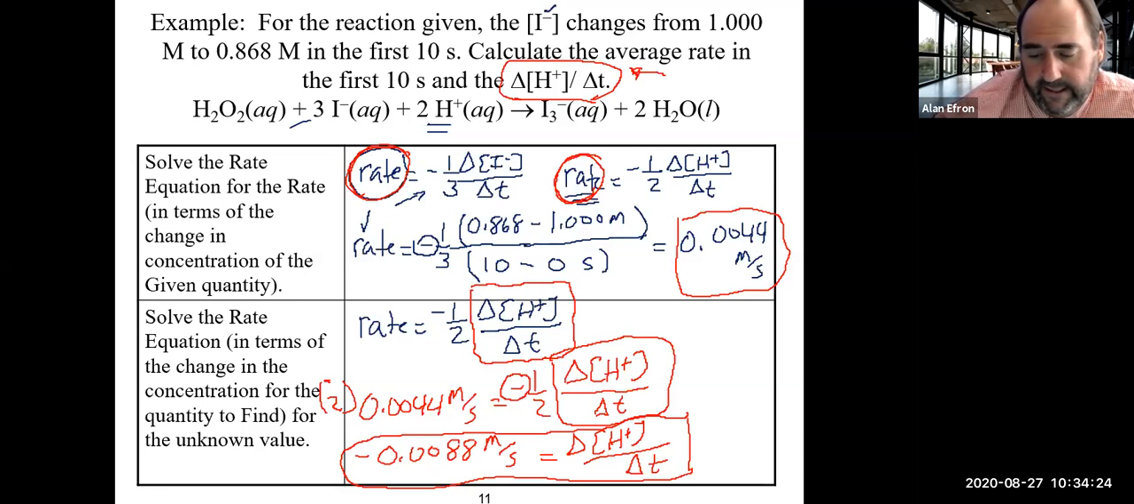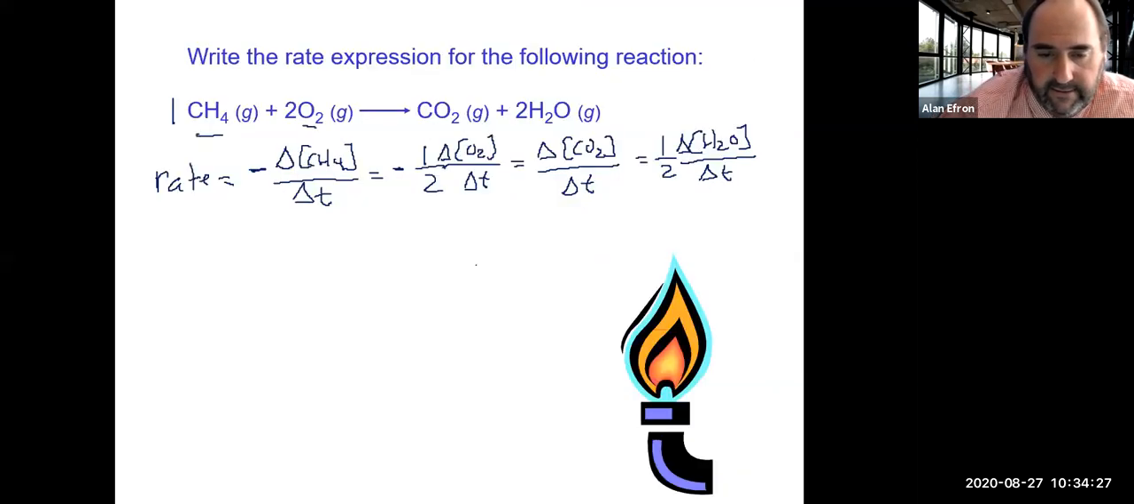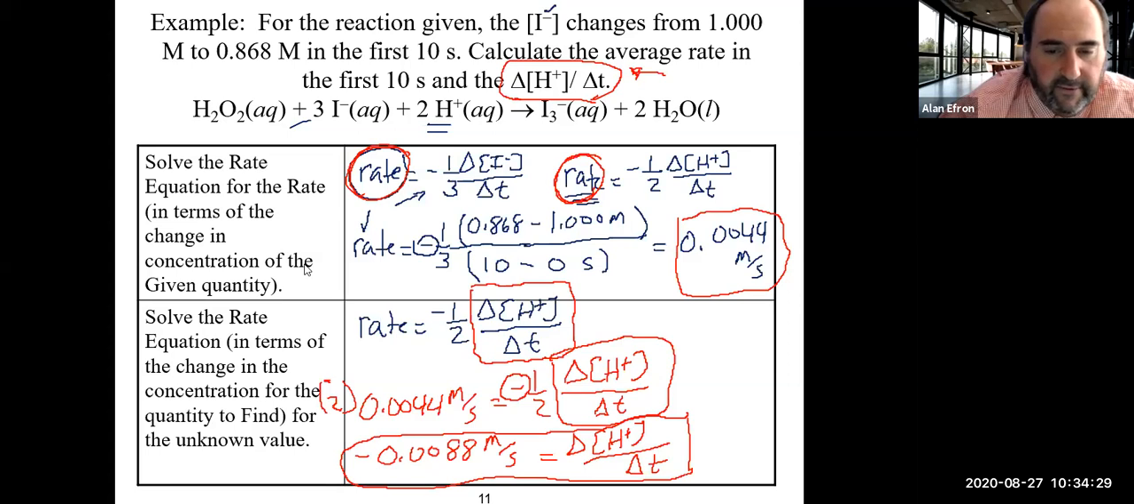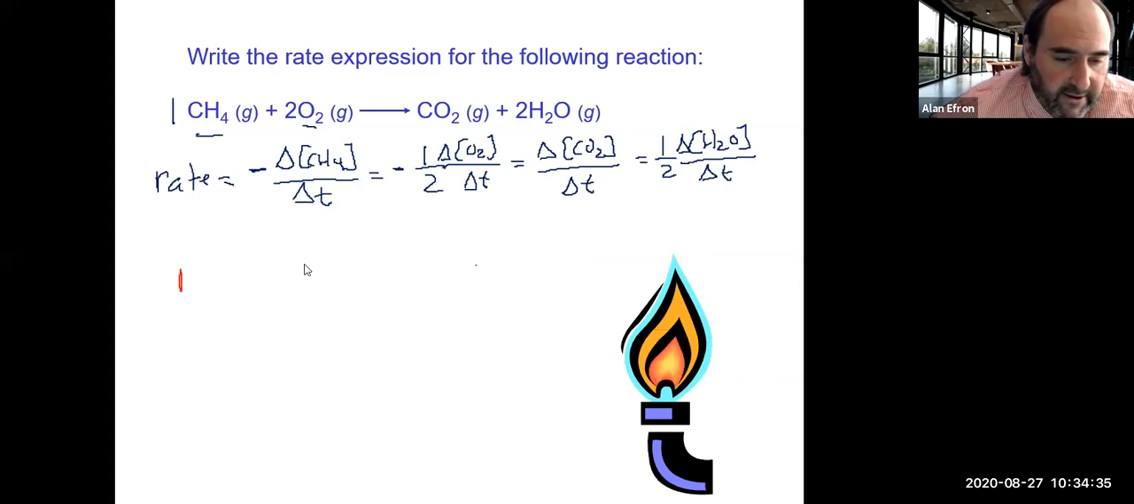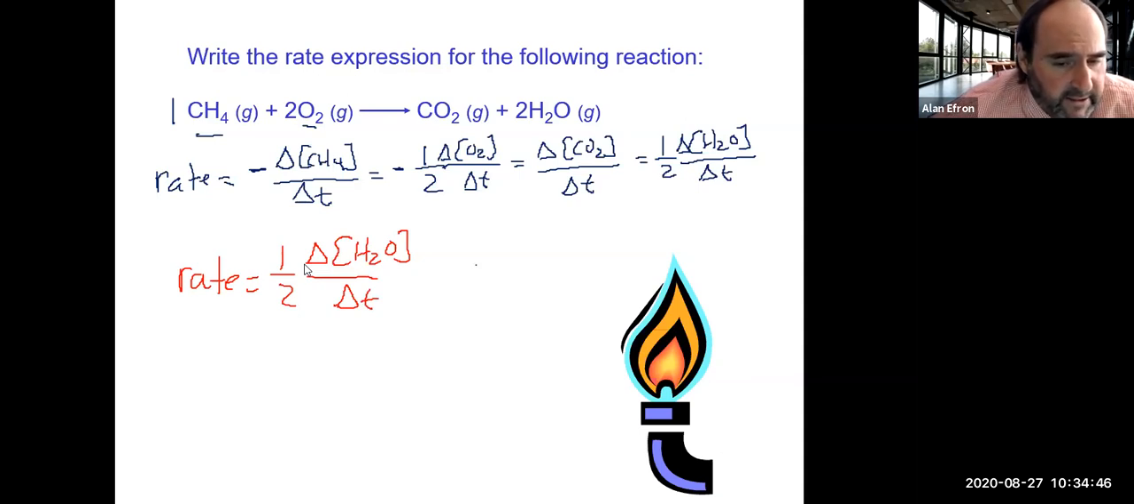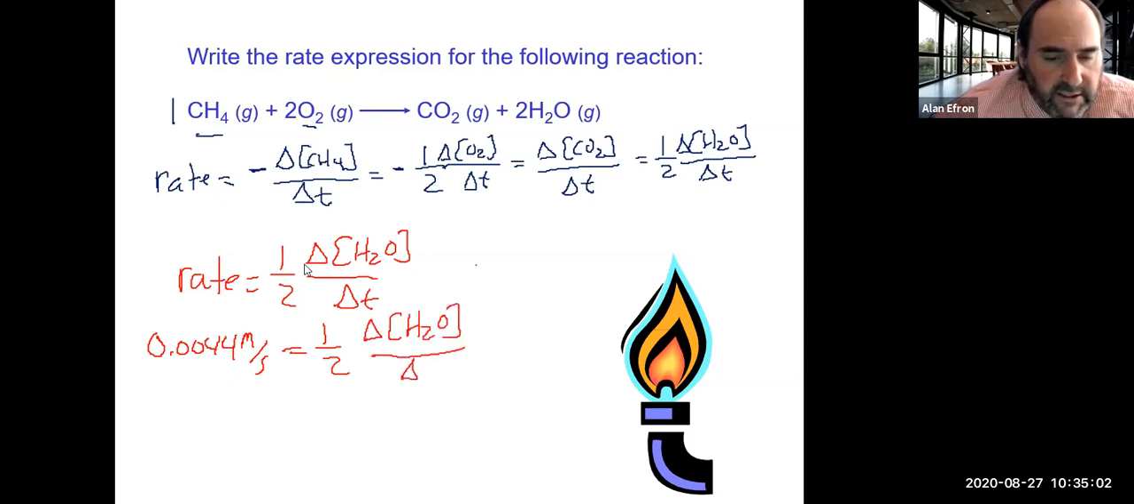So for example, if we're looking at, let's see what I got here, we'll go here. If we were looking at, say, H2O on the product side, the rate would equal 1/2 the change in the concentration of H2O over the change in time. Now, if we were doing this for the products on the example we were just doing, we would use the rate that we found for the reaction, which was 0.0044 molar per second, would equal 1/2 the change in the concentration of H2O over the change in time.